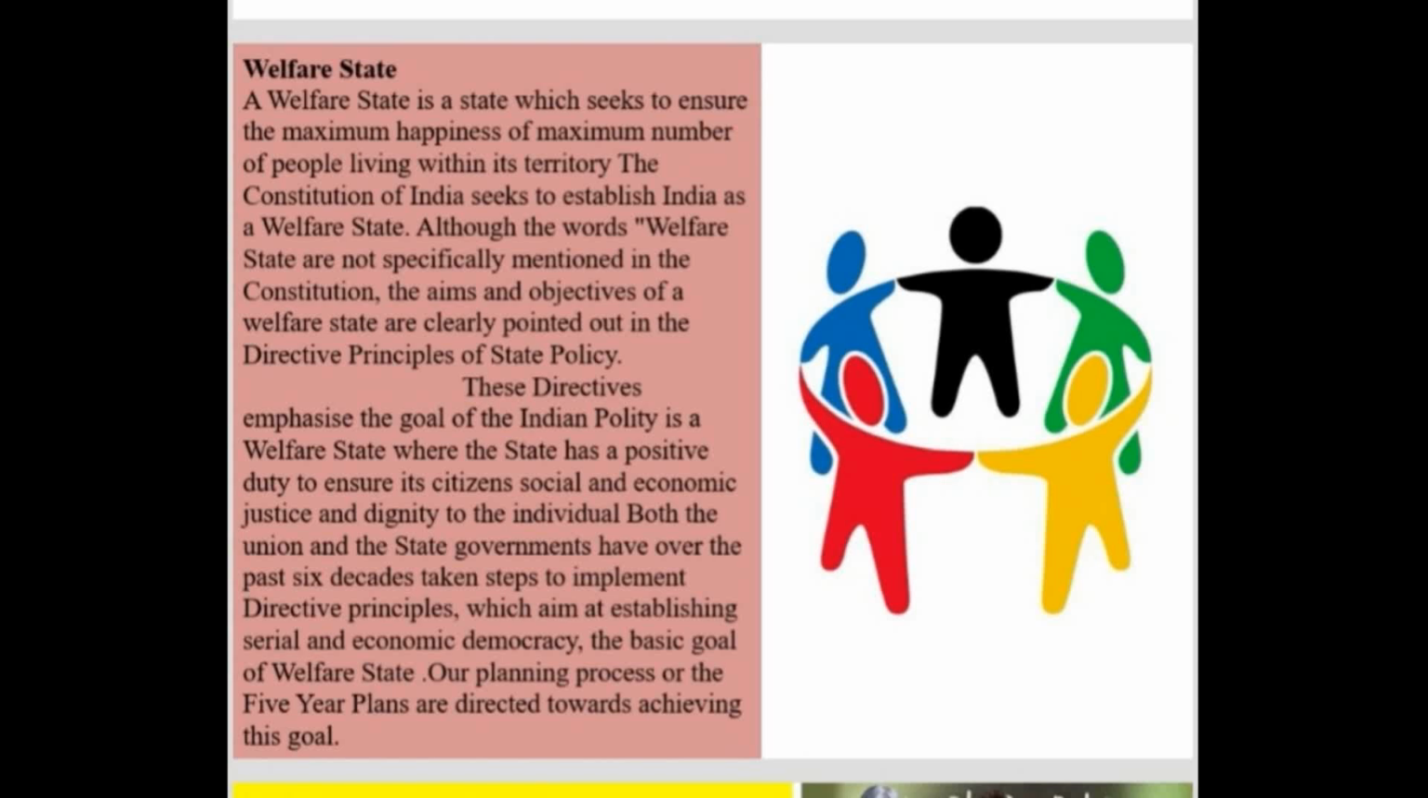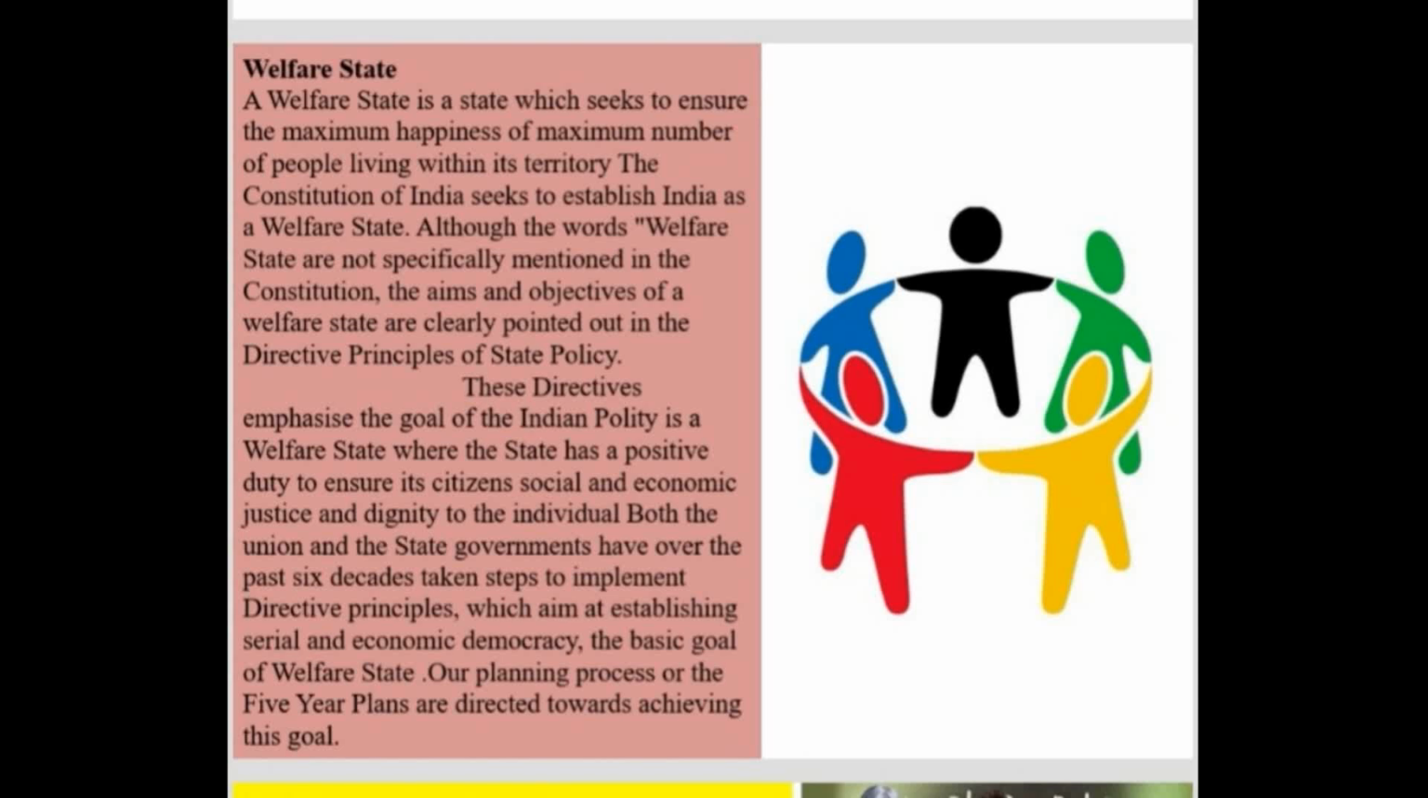So if a group of people are living within an area, you refer to the state as a nation. In our country, we live within particular boundaries. So if all the people of the country, or the maximum number of people of our country, live with maximum happiness, then such a country is said to be a welfare oriented country or a welfare state. That kind of objective is projected by the directive principles, and the Constitution of India seeks to establish India as a welfare state. So the purpose of incorporating directive principles is to make this nation a welfare oriented nation.